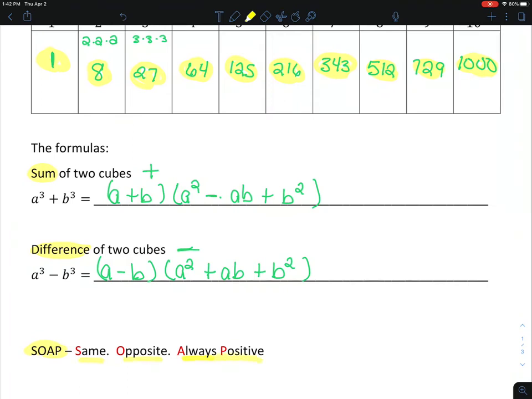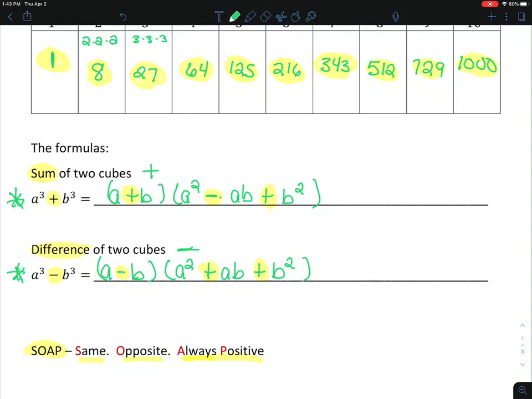Okay? So this sign is going to be the same as that sign. It's going to be the opposite of that sign, and then this last sign is always positive. So we call that SOAP. So let's see if that pattern worked here. It's subtraction, so same, opposite, always positive. And that's how we know where to put the plus and the subtraction sign. So boys and girls, you need to memorize these formulas. You need to know these formulas, memorize them, and be able to use them.